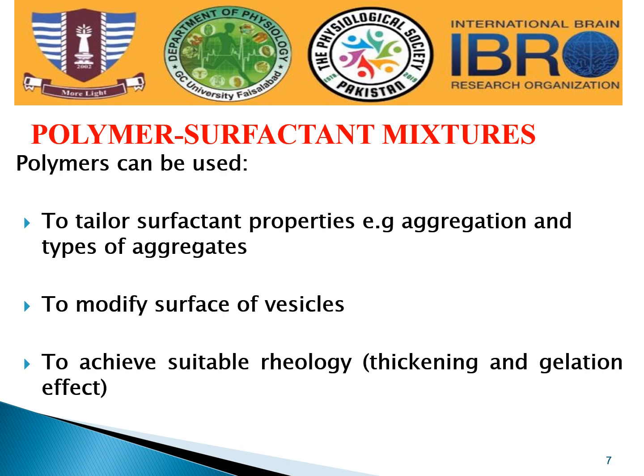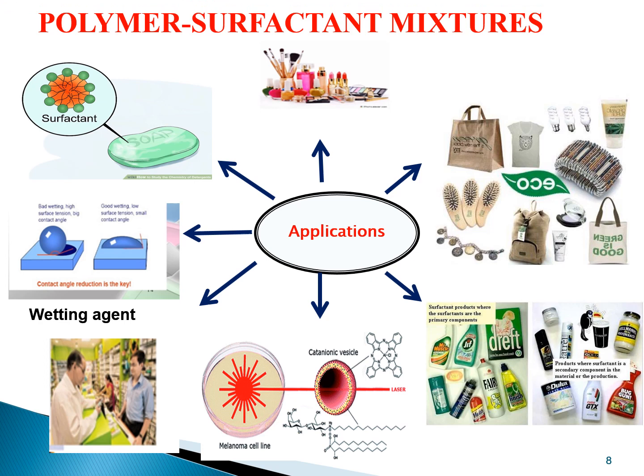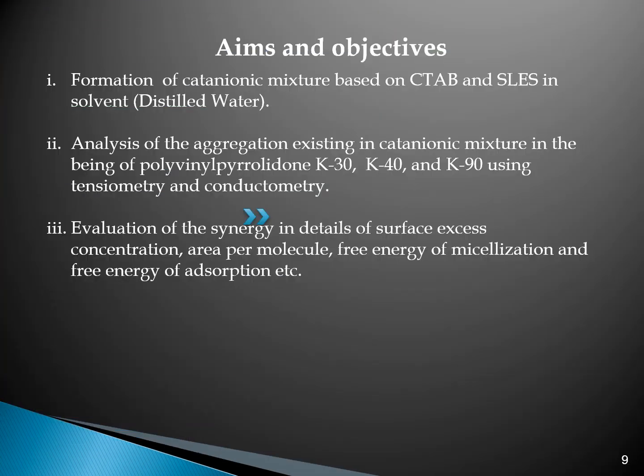When we add polymer into the surfactant mixtures, what can the polymer do? Polymer can be used to tailor surfactant properties, that is aggregation and types of aggregates, to modify the surface of vesicles and to achieve suitable rheology. Polymer-surfactant mixtures have a number of applications. They are recently introduced and used in the production of foodstuffs, paints, cosmetics, petroleum production, and additives.